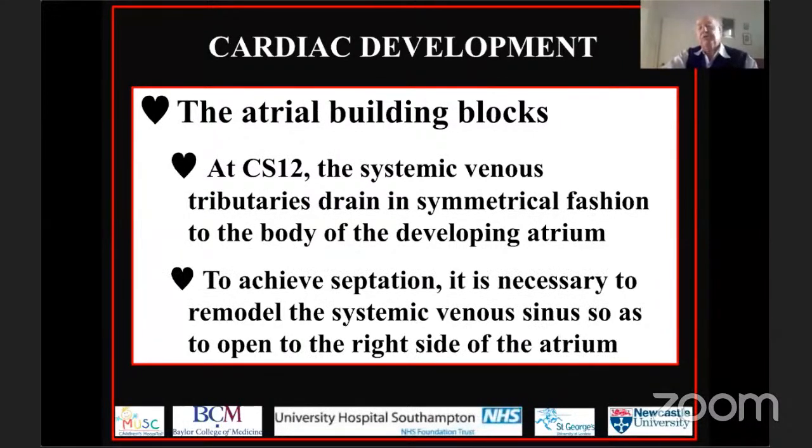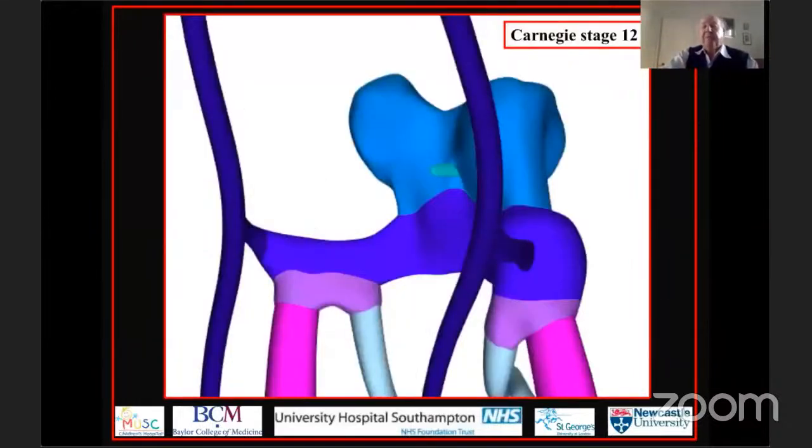If we are to achieve septation, and that will be the final stage of development we will consider, we have to remodel the systemic venous sinus so that it opens to the right side of that primary atrial chamber that will form the body. And this happens very rapidly. In fact, by the next stage of development, we're beginning to see that shift. In fact, here is the initial stage where we still have symmetry.